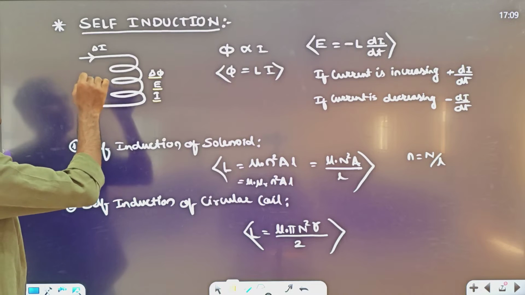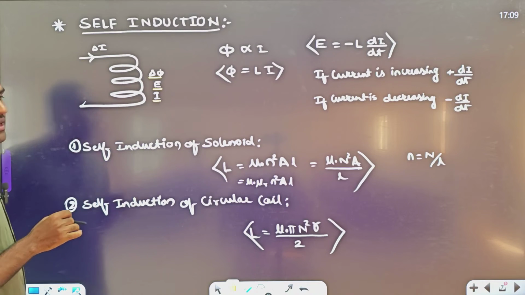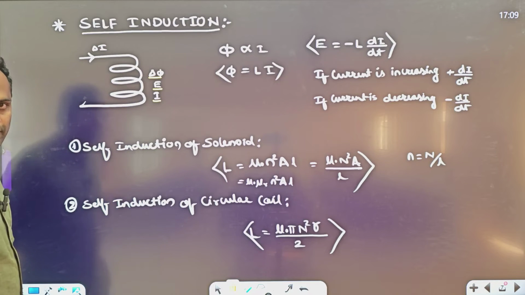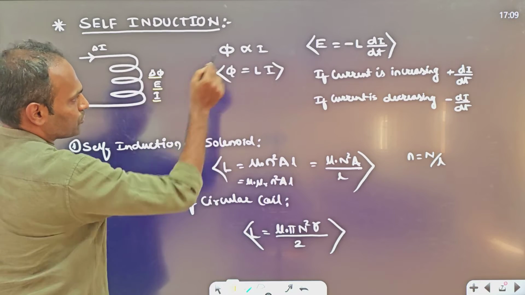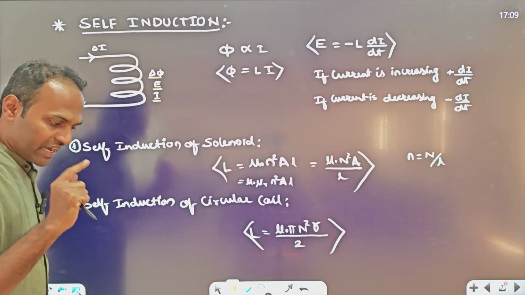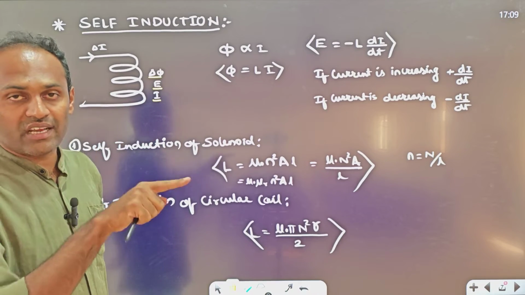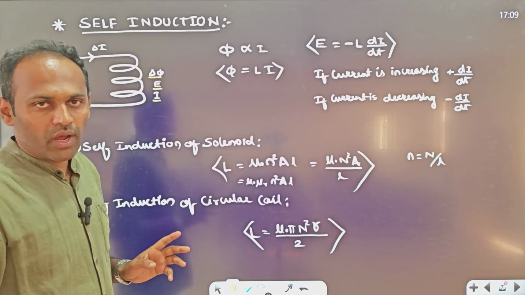So, in which coil we are passing the changing current, in the same coil, EMF and current have got produced. This phenomenon is called self-induction. Here, magnetic flux of this coil will be directly proportional to current. If you increase the rate of increment of the current, flux increases, right? That's why we say flux is directly proportional to I.